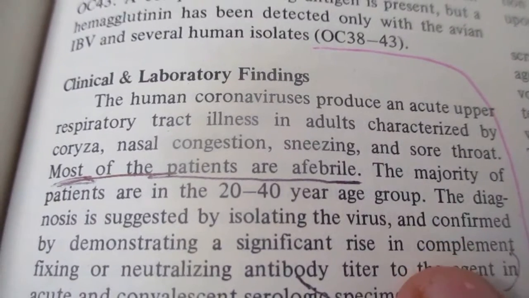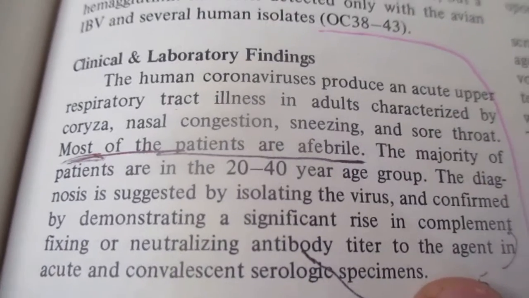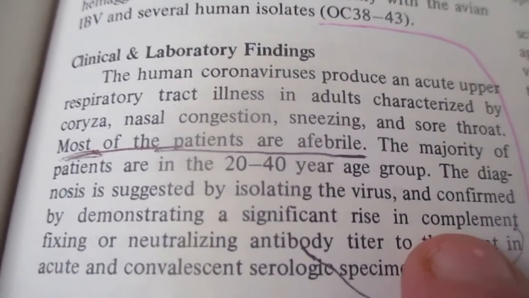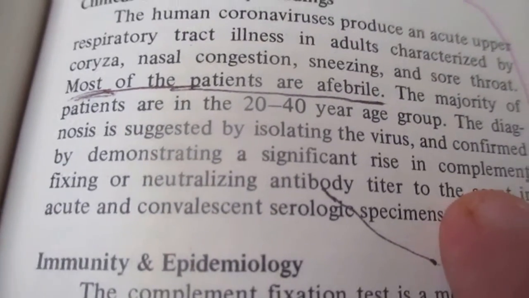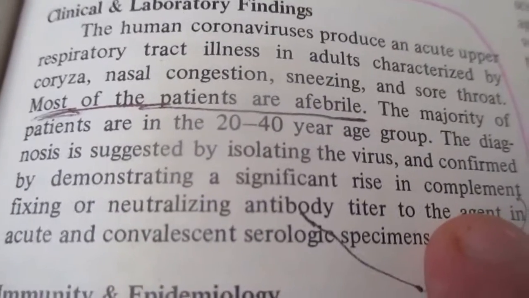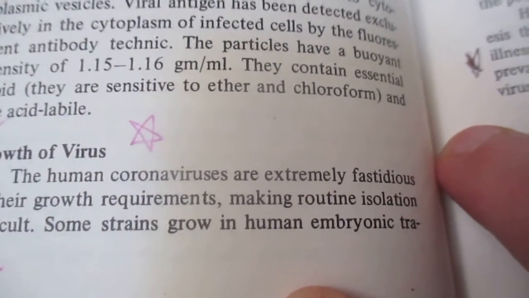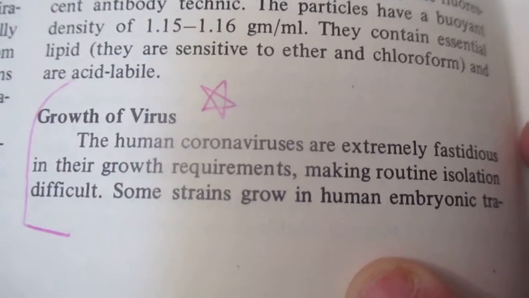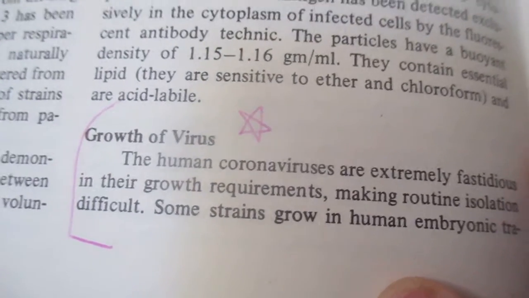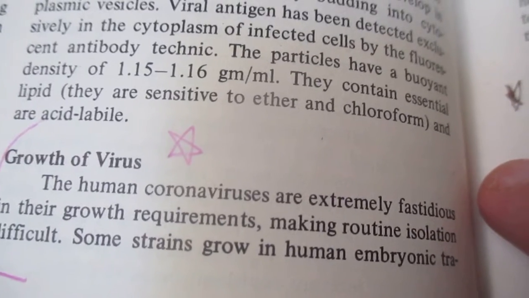The diagnosis is suggested by isolating the virus and confirmed by demonstrating a significant rise in complement fixing or neutralizing antibody titer. Complement fixing is a test, it's called complement fixation test, which is the most reliable test for coronavirus. But I don't hear him saying they're using that. Let's go over here to the growth of the virus. The human coronavirus are extremely fastidious in their growth requirements, making routine isolation difficult. Meaning, they're hard to harvest and test for. And they should be using complement fixation test.